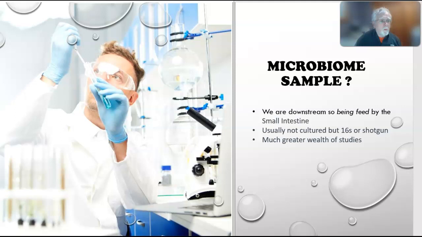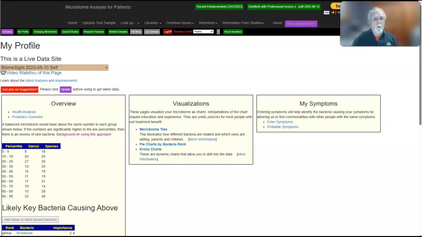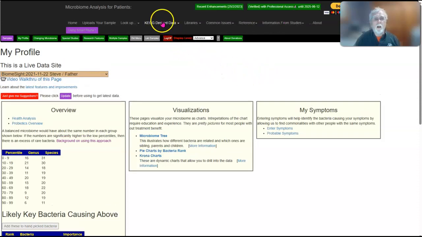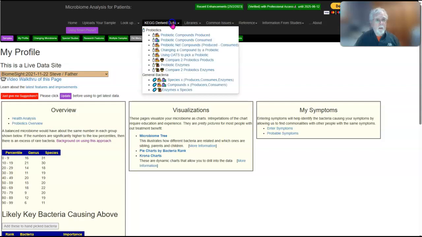So we end up being there. So now let's go over and see how we actually can use Microbiome Prescription to help you. Okay, so go to the site. First thing I want to do is something quick, which is shove things up to the advanced level, which causes the KEGG-derived data to show up, so you can take a look at things, one of which is compounds by producers and consumers.